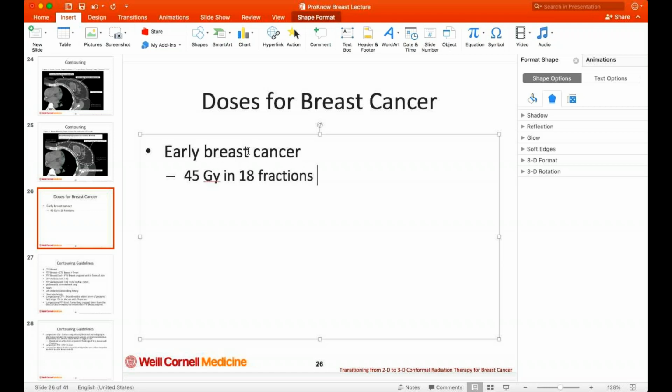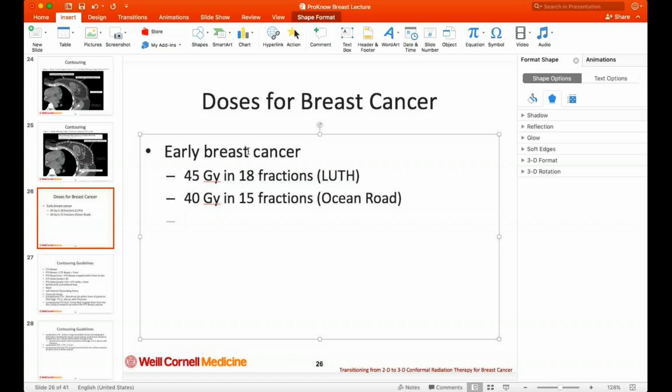Okay, thank you. No, 40 gray in 15 fractions. Okay, anyone else? Who's practicing with 40 gray in 15 fractions? At Ocean Road. Ocean Road, okay. Is it after conservative surgery or after mastectomy, early breast? After conservative surgery.